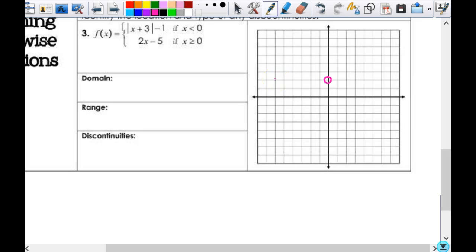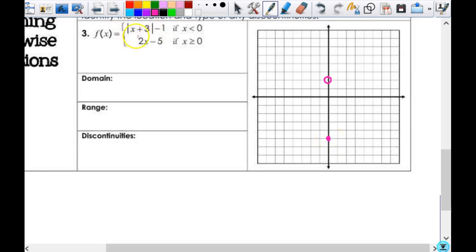And then I need to substitute 0 into this one so I can figure out where the second part starts. So 2 times 0 minus 5 is negative 5. So go to 0 and then 1, 2, 3, 4, 5. Okay. So I've got the end of the first graph, the start of the second one. Then I can go back and figure this out.